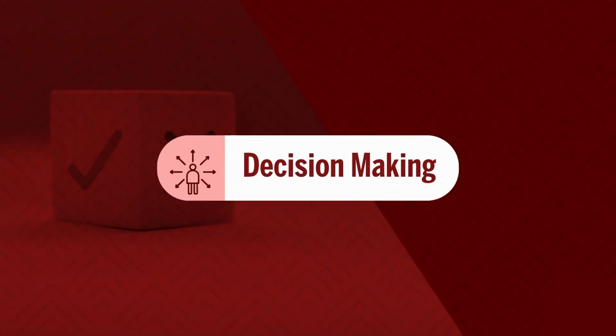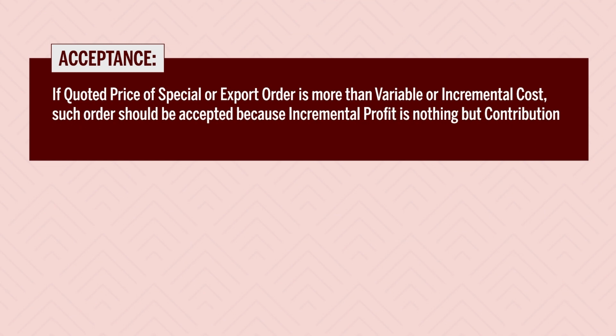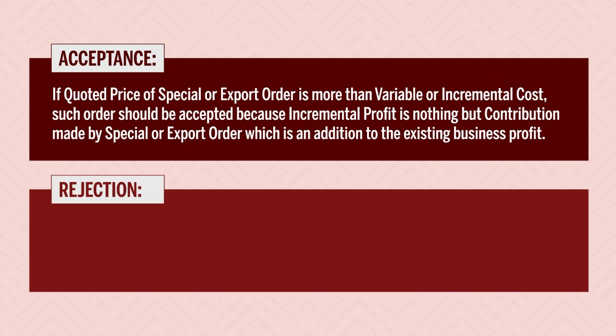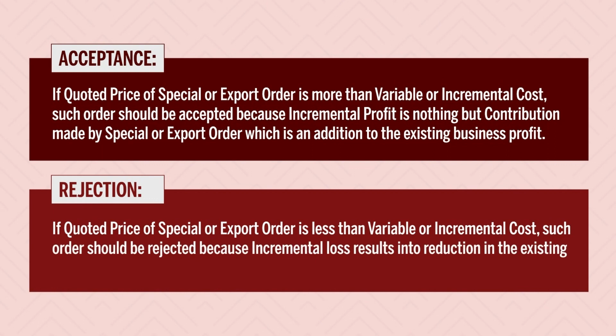For decision making, when to accept such order? If quoted price of this special or export order is more than the variable or incremental cost, we will accept such order, because incremental profit is nothing but contribution made by special or export order, which is in addition to the existing business profit. Now when to reject such offer? If quoted price of special or export order is less than our variable or incremental cost, such order should be rejected, because incremental loss results into reduction in our existing business profit.